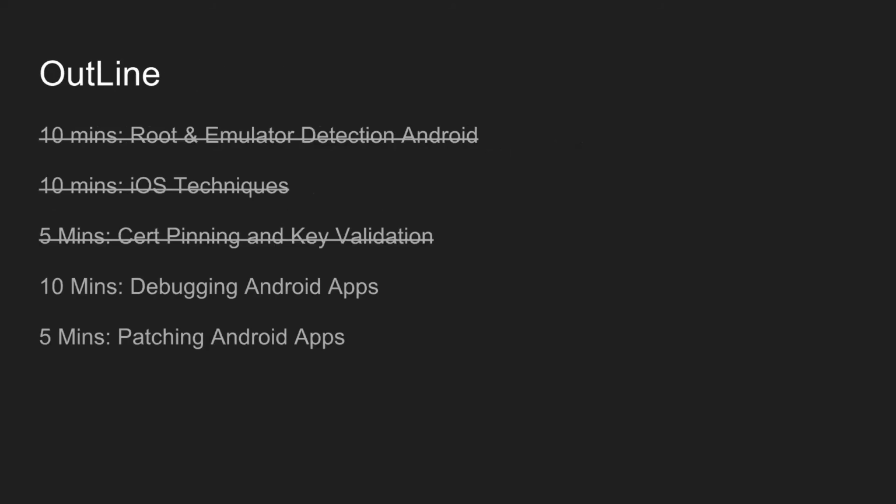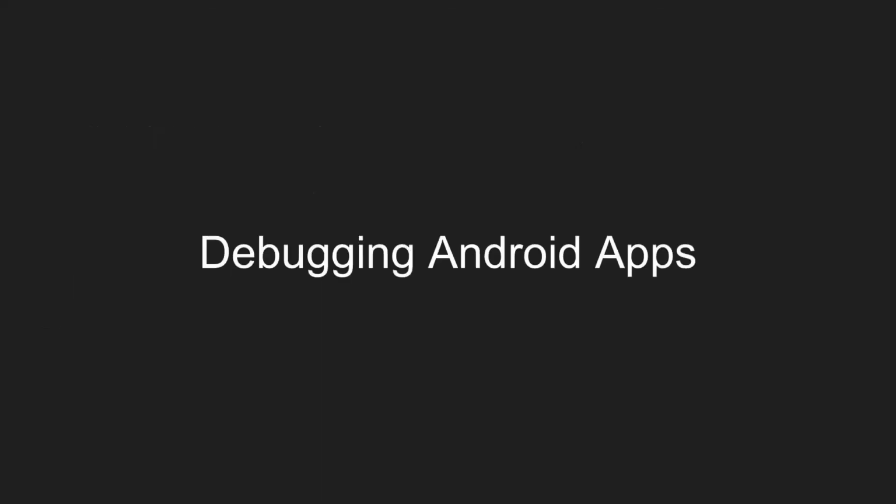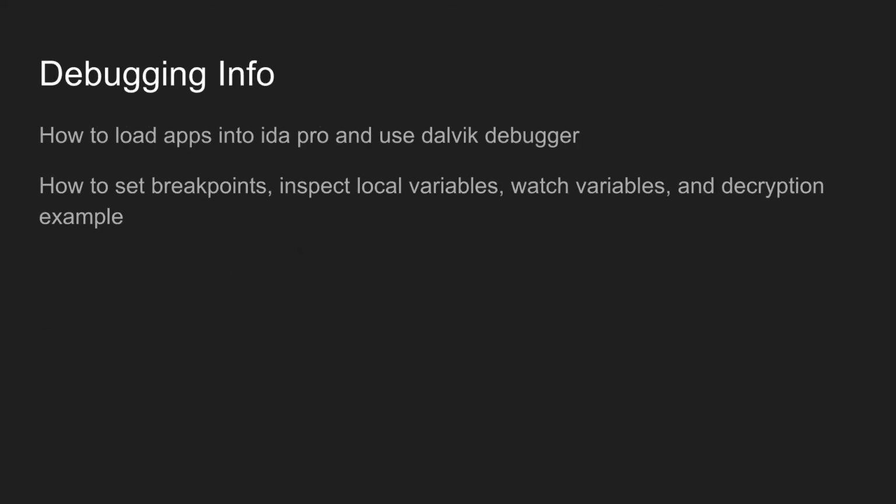So next we're going to go into debugging Android apps. I have a couple of videos here which I'll play through. The first one is really short. I'm going to basically show you how to load apps into IDA Pro and use the Dalvik debugger. And I'll also cover how to set breakpoints, inspect local variables, watch variables, and decryption in the subsequent example. So let me load this up here. I'll full screen it. Hopefully you guys can hear.